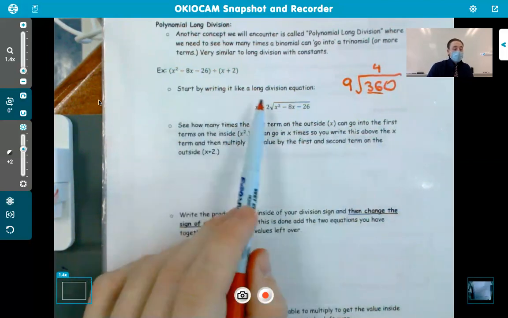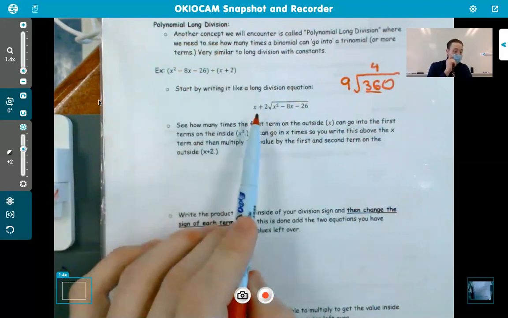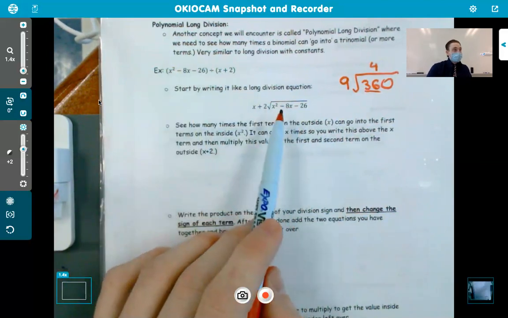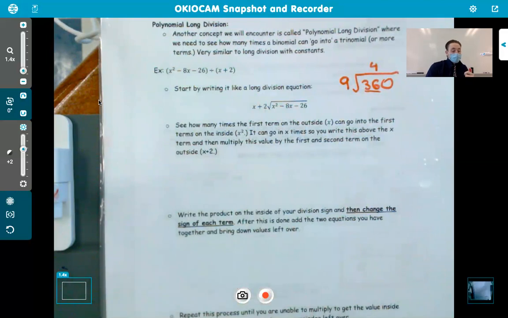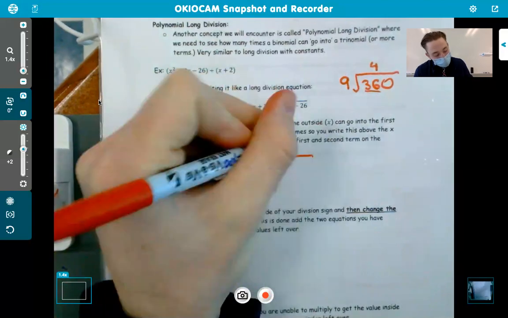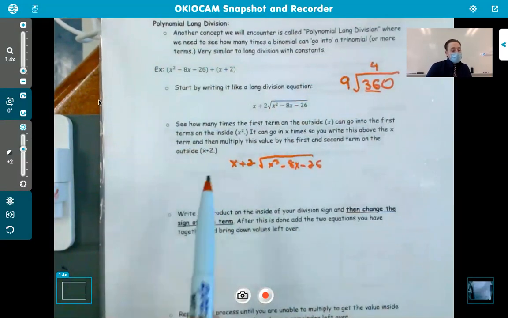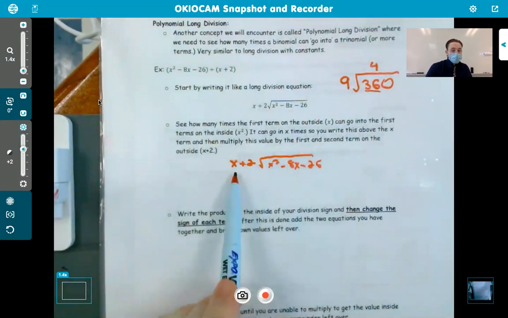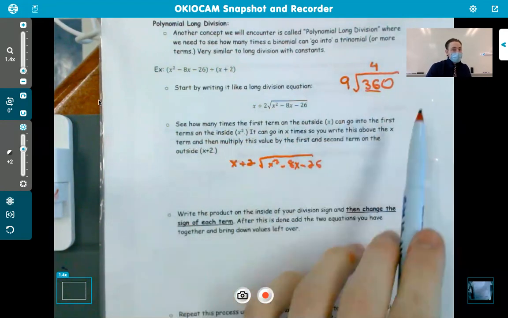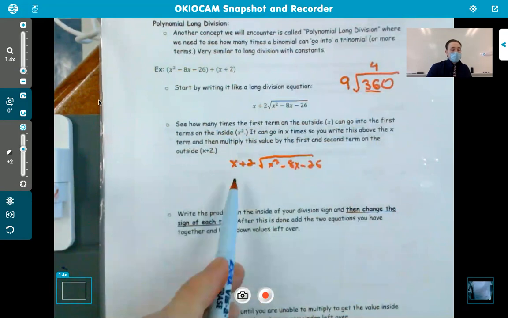The first thing we're going to do is start by writing it like a long division equation. So we're going to take that binomial, that 2-term polynomial, and write it on the outside. The 3-term polynomial, the trinomial, is going to be on the inside. Then we're going to ask ourselves, how many times does that first term on the outside, the x, go into the first term on the inside, the x squared? Very similar to what we did with normal long division. In other words, what do I have to multiply x by to get to x squared?